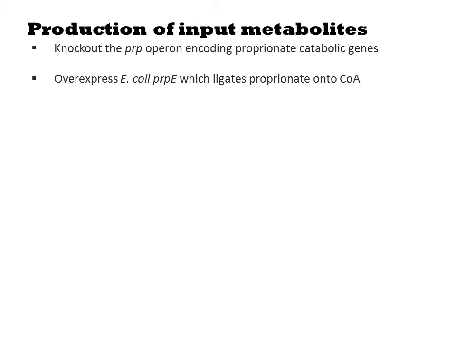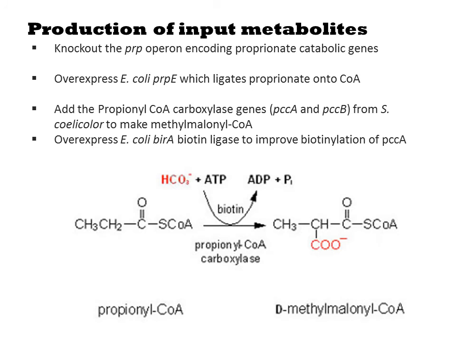They need to produce large amounts of propionyl-CoA and methylmalonyl-CoA, so they knock out the PRP operon encoding propionate catabolic genes to avoid degradation of this key intermediate. They also overexpress E. coli PrpE, which ligates propionate onto CoA to increase flux through propionyl-CoA. This intermediate, propionyl-CoA, is also the penultimate step to methylmalonyl-CoA. They add the propionyl-CoA carboxylase genes PCCA and PCCB from S. coelicolor to catalyze this reaction.